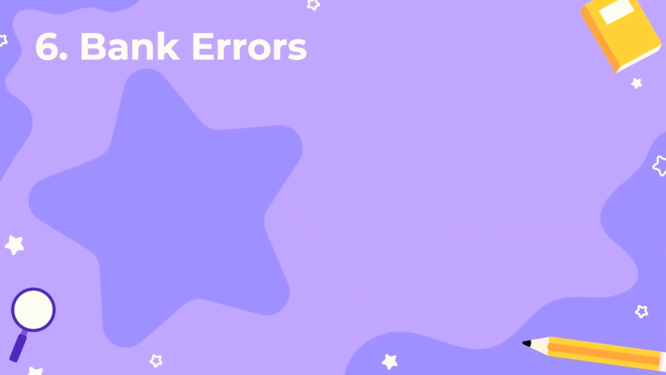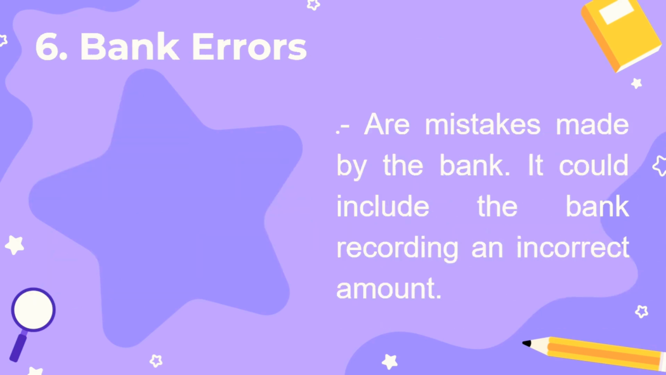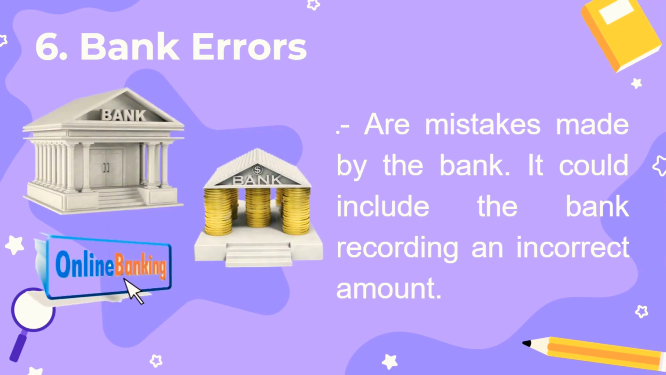Number six is bank errors. Bank errors are mistakes made by the bank. It could include the bank recording an incorrect amount. Bank errors are transactions that have been incorrectly recorded by a bank in a customer's account. These errors are usually found during the monthly bank reconciliation process conducted by customers, who notify the bank to correct the indicated items.